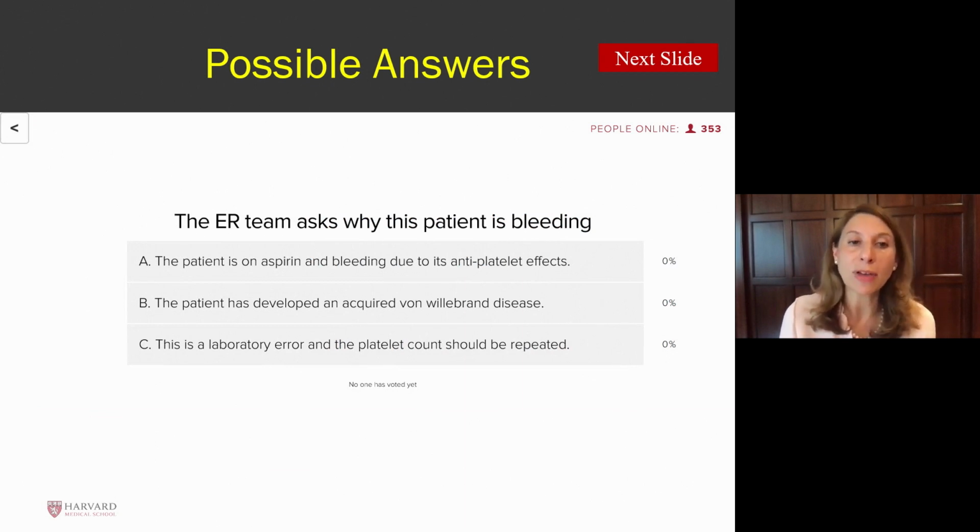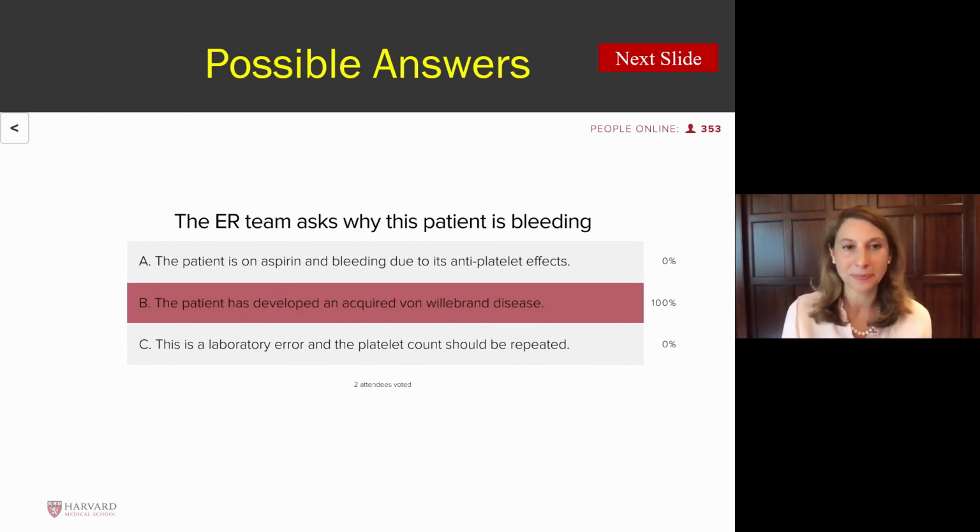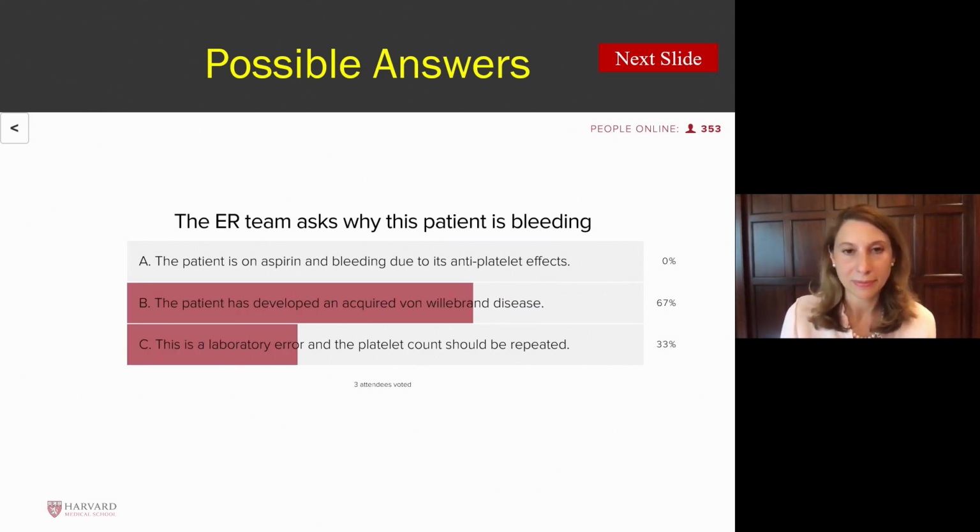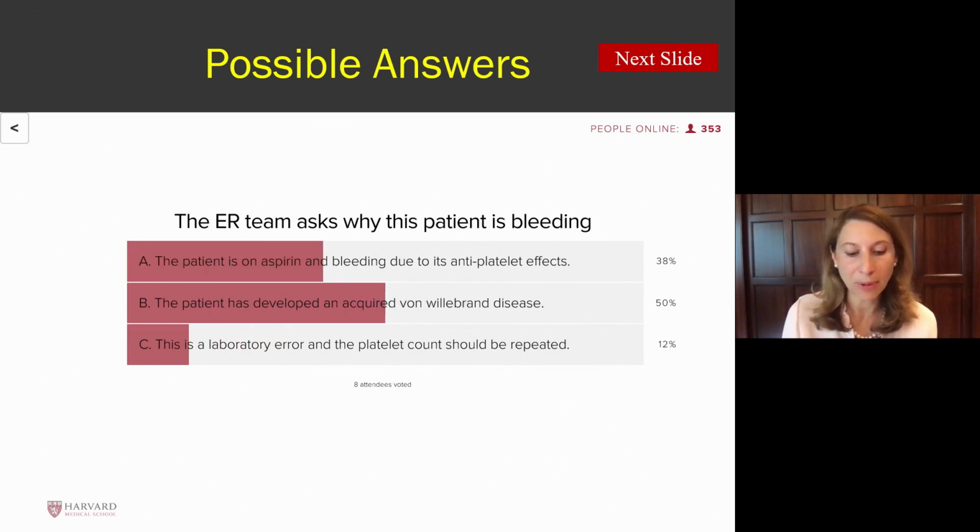So you have a number of answers. Again, audience response. A, the patient is on aspirin and is bleeding due to the antiplatelet effects. B, the patient has developed an acquired von Willebrand disease in the setting of this high platelet count. Or C, this is a laboratory abnormality and the platelet count should be repeated because clearly she couldn't have such high platelets. So the voting now begins.